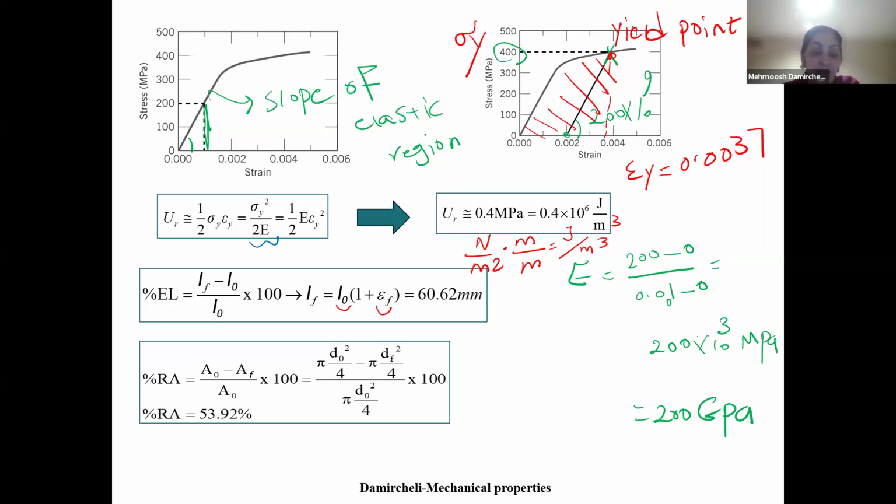And the next one asks about RA percent, or reduction in area percent, which means A naught minus AF over A naught times 100. It is a circular cross section, so pi d naught squared over 4 minus pi df squared over 4, again divided by A naught. If you substitute the initial diameter and fracture diameter in this equation, we arrive at a reduction in area of 53.92%.